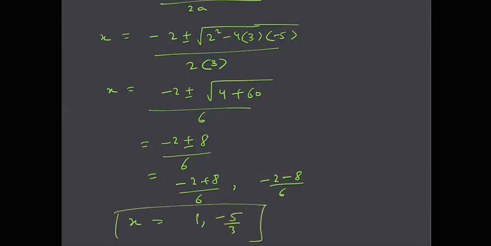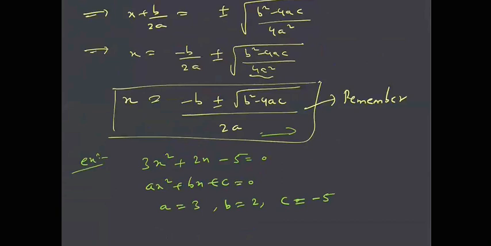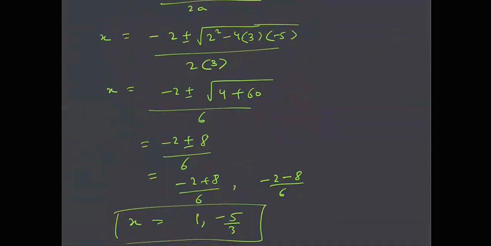So I think you can solve this by factorizing also, right? Because this is minus 15. You can express 2x as plus 5x and minus 3x, and then also you can solve it. But we have also seen how to solve using the formula. Fine. So this is how you solve a quadratic equation.